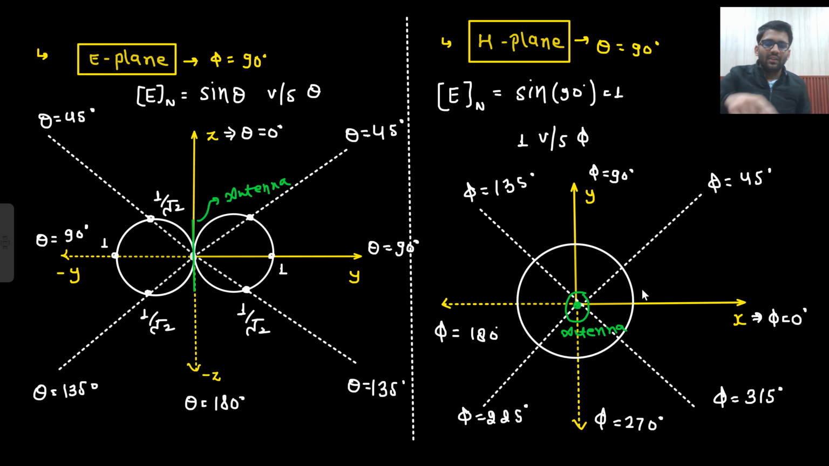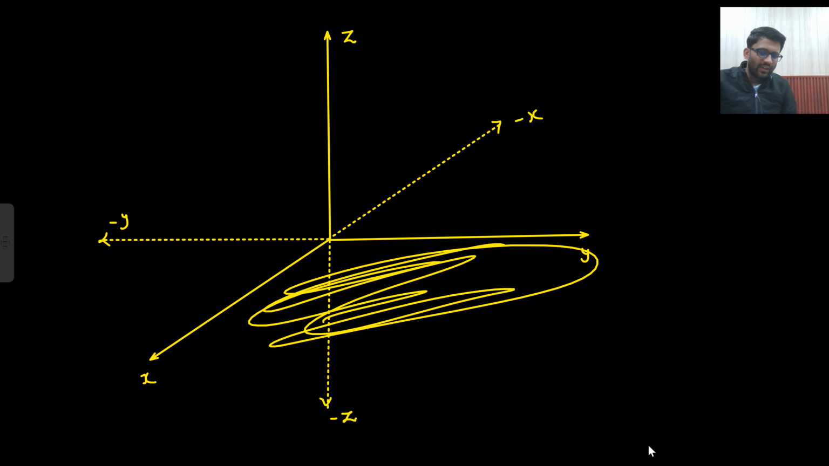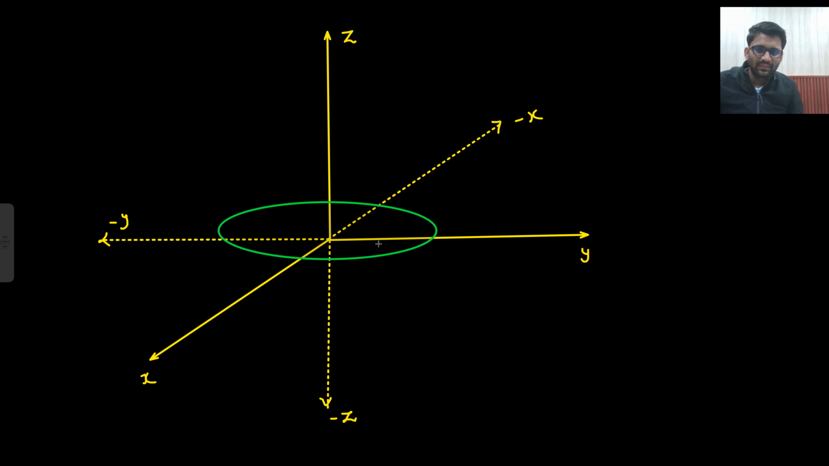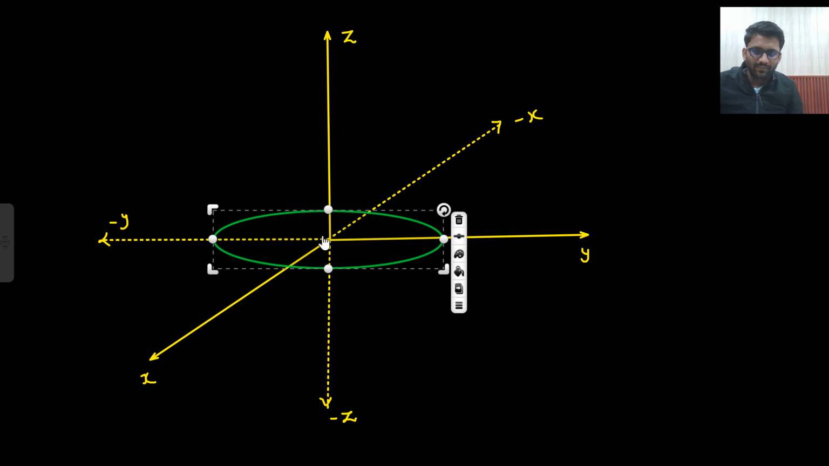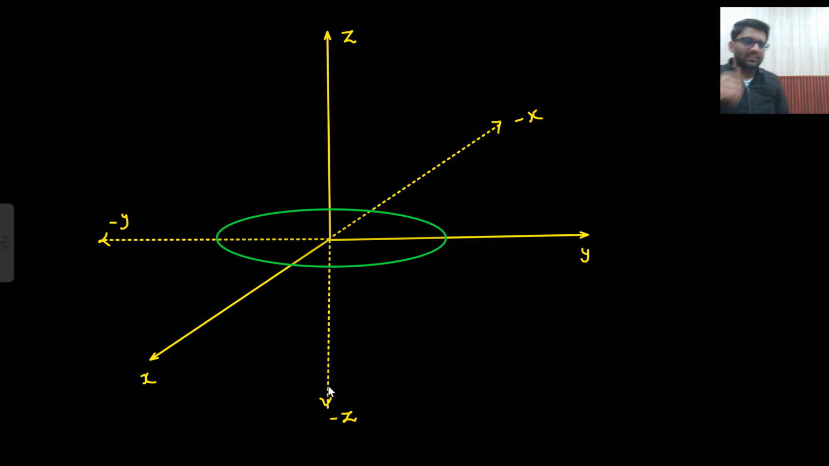So what do you see? In xy plane there is a circle. This is my xy plane, no? So in xy plane there is a circle. So that circle I need to show something like this, no? The circle should be shown something like this. Say yes or no. It is in xy plane. The circle is in xy plane. Are you able to imagine this?